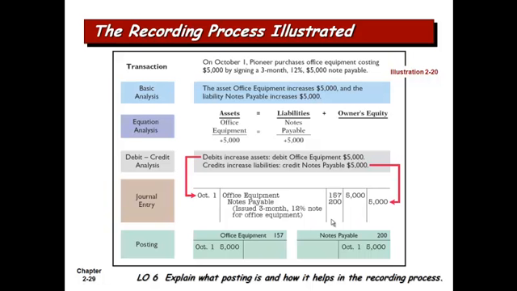So on October 1st, Pioneer purchases office equipment costing $5,000 by signing a 3-month, 12%, $5,000 note payable. Basically what we're doing is going down the journal entry. We're going to debit office equipment $5,000, and we're going to credit notes payable for $5,000. Don't worry about the 3-month, 12% note. When we deal with interest, we'll talk about that. But for now, we just record the face value of the note with the credit to notes payable.